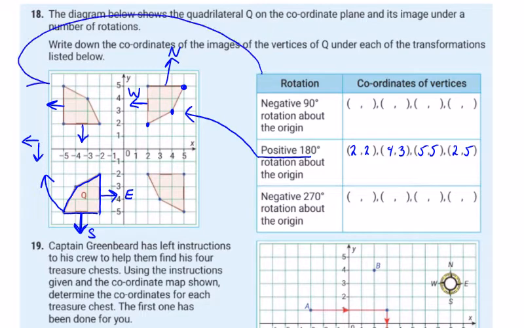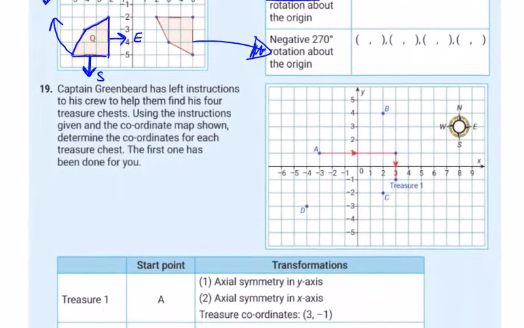This one here. So put my coordinates in: minus 2 2, minus 5 2, minus 5 5, and minus 2 5, and we also have a minus 3 and a 4. So that must mean that this one is the negative 270. So just put your vertices in. I'm not going to waste time doing that here.